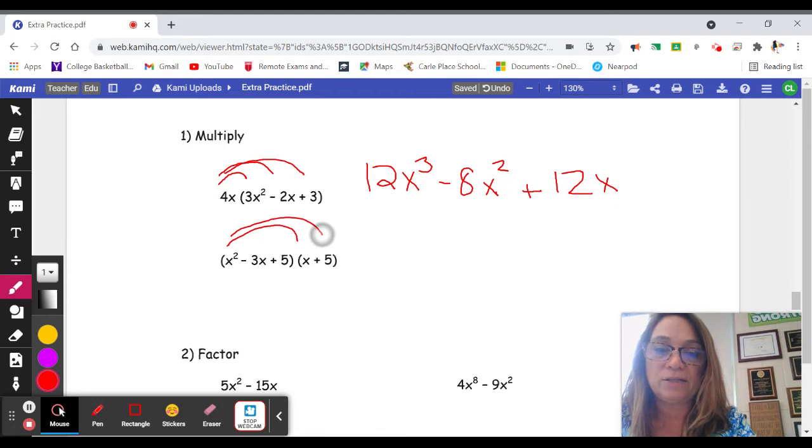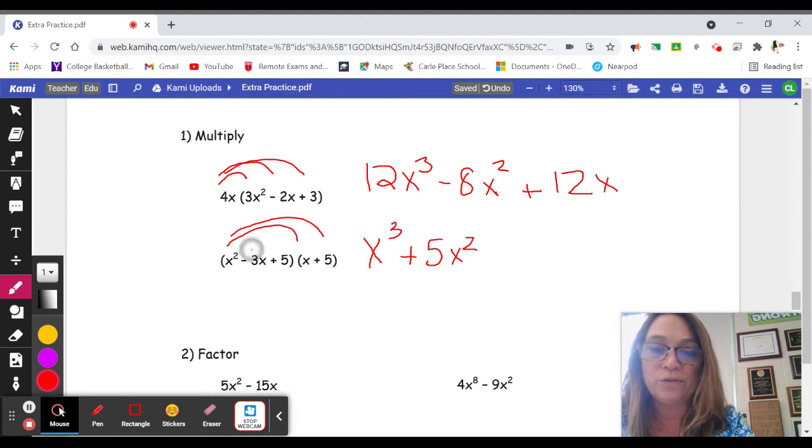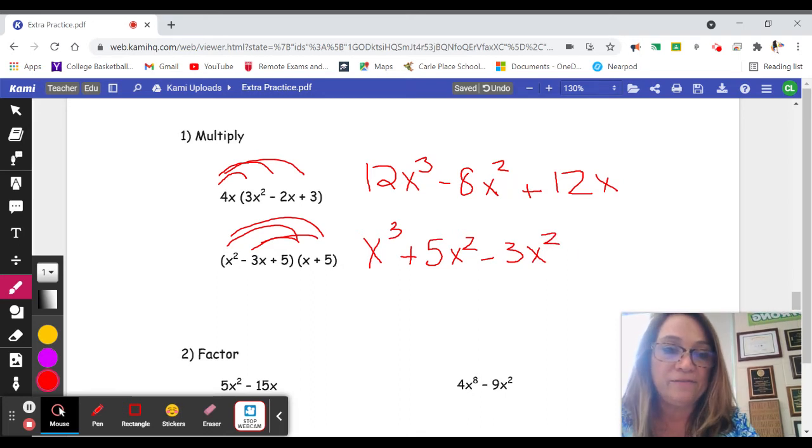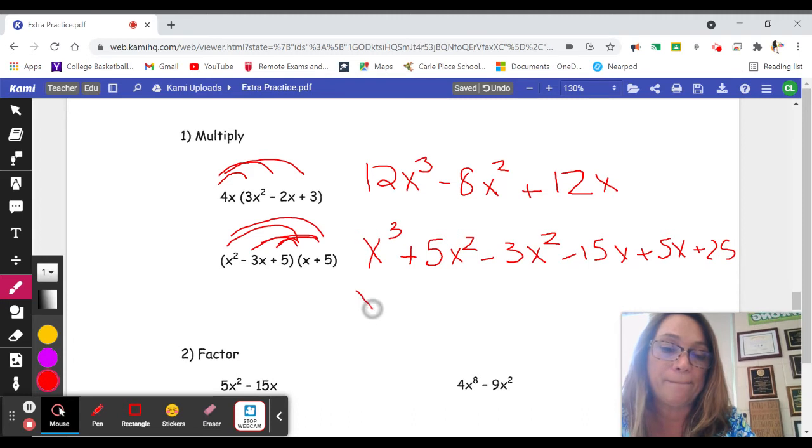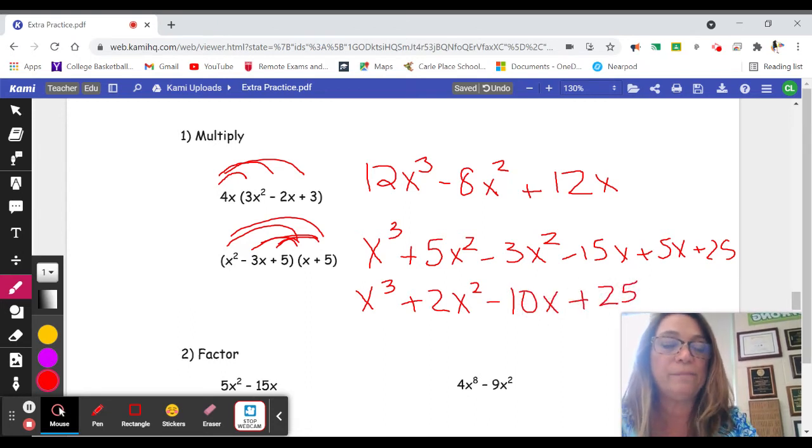Okay. So I'm going to do the x squared. So that's x cubed plus 5x squared. Now I'm going to do the negative 3. So that's negative 3x squared. And that would be negative 15x. And now I'm going to do the 5. So plus 5x plus 25. That's the distributive property. So x to the third plus 2x squared minus 10x plus 25. And that's called combining like terms.